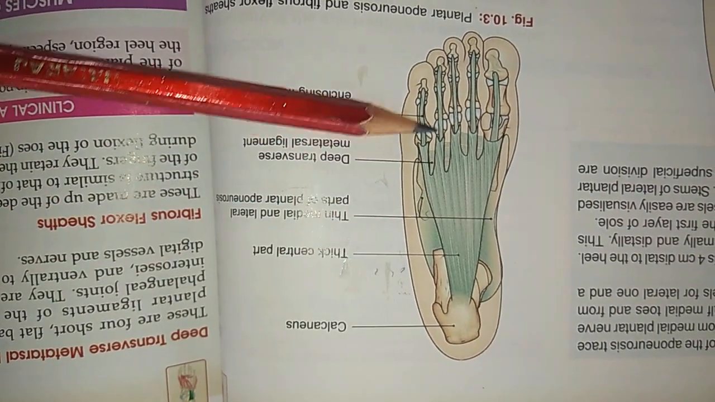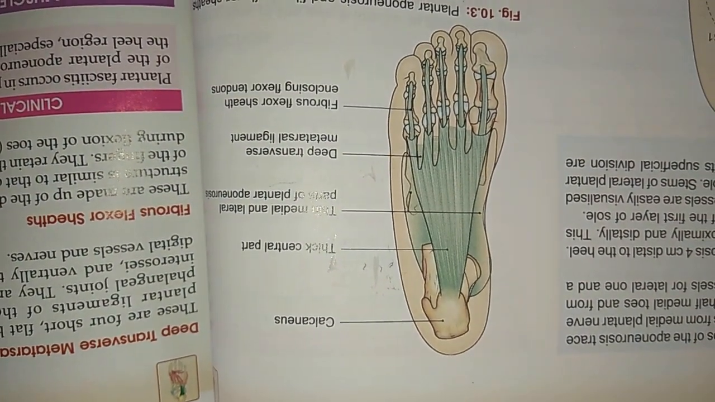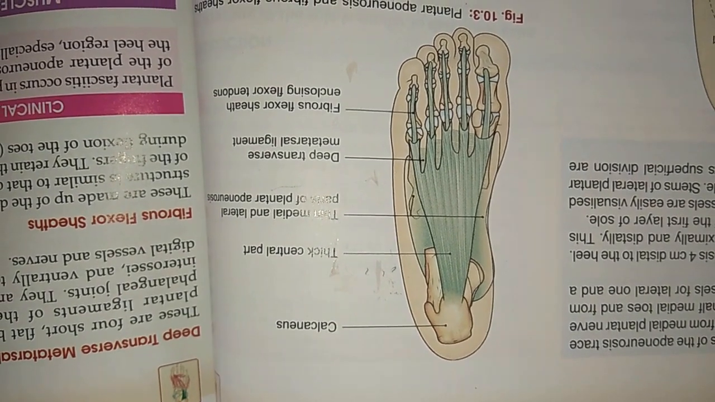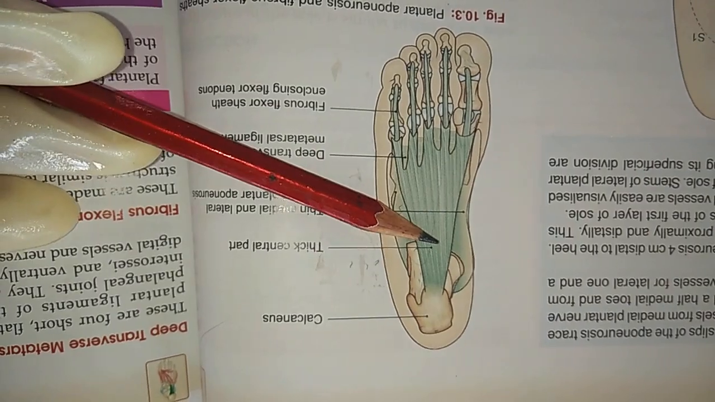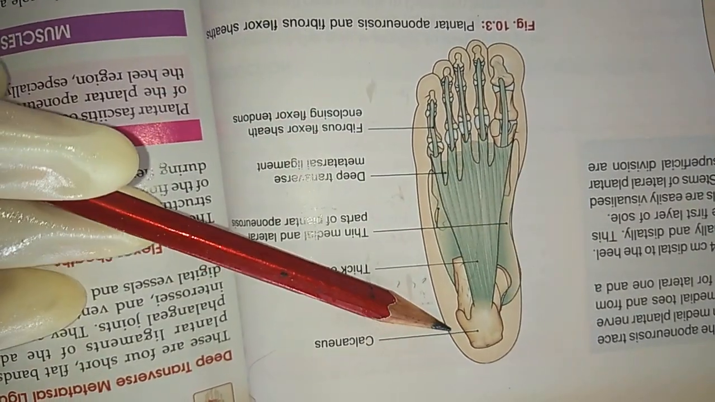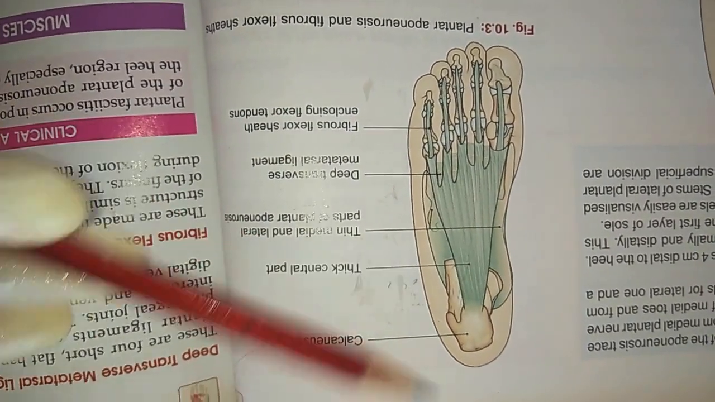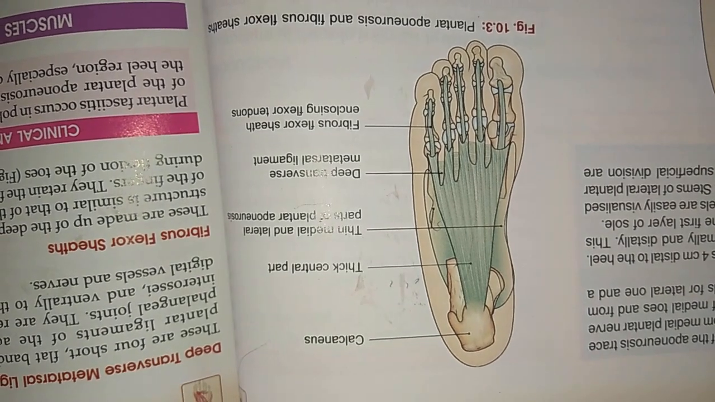What is plantar aponeurosis? That is the deep fascia covering the sole. It is thick in the central part and thin in the sides. The thick central part is called the plantar aponeurosis. And when we reflect the plantar aponeurosis, we can see the muscles of the first layer of the sole.